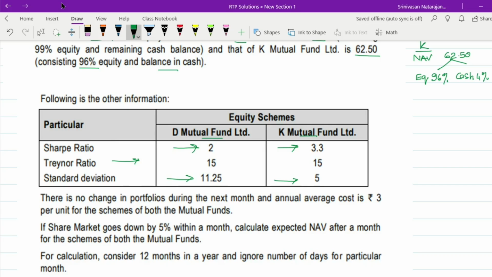There is no change in portfolio during the next month and the annual average cost. Now the keyword is annual average cost. So this is an annual cost. Annual average cost is rupees 3 per unit for the scheme of both the funds. If the share market goes down by 5% within a month, calculate expected NAV after a month for the schemes of both the mutual funds. For calculation, consider 12 months in a year and ignore the number of days for a particular month.